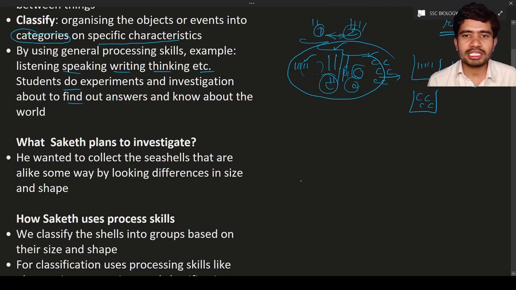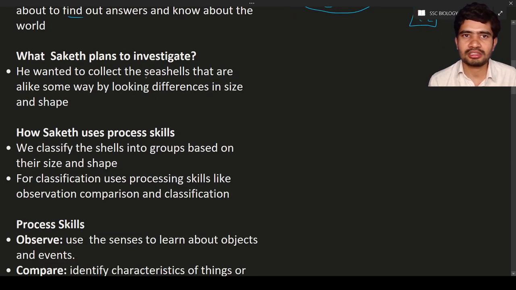Next is another student. These are just some examples given in the textbook. A few students are given, showing how they do processing skills, everything we have discussed over here. The first student is Saket. He plans to investigate something. What is it? They are seashells.